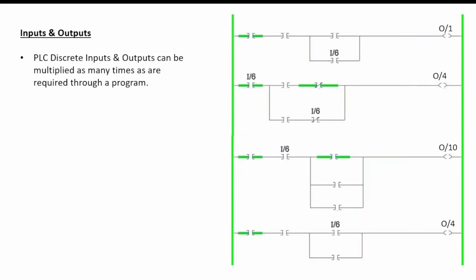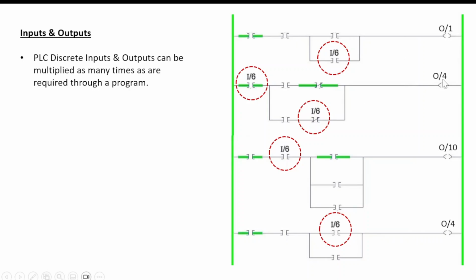Now, PLC discrete inputs and outputs can be multiplied as many times as are required through a program. So we can see here input 6 is duplicated a whole bunch of times, and output 4 is duplicated a couple of times here and here. So you have unending options of how many times you wish to use an input inside a PLC program.